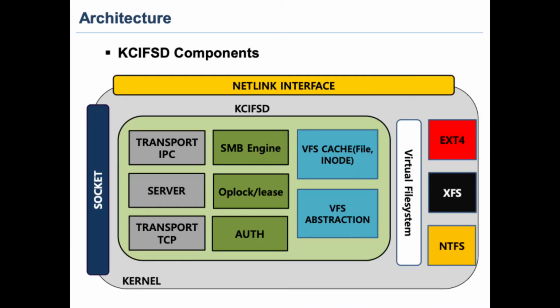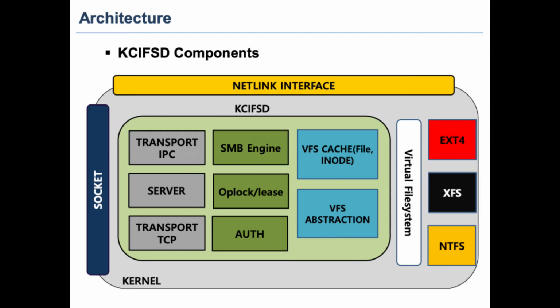This slide shows the entire set of cifsd components. Transport IPC is a component for communicating with the user space cifsd daemon using the Netlink interface. The server component is the core part that handles request to response, and cifsd server initialization and release. The transport TCP component consists of functions to send and receive requests and responses through the socket API.